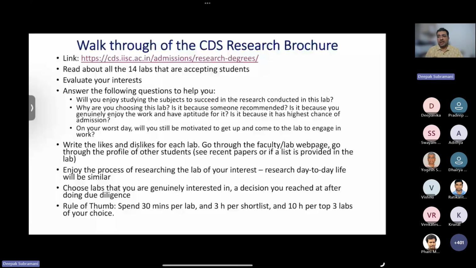So please do that, and ultimately choose labs that you are genuinely interested in. All labs are top class. It's not like one is better than the other. All labs are good. All faculty are doing cutting-edge research. Please make a decision that is your own, where you will be happy to spend the next 2.5 to 3 years of your life, and come out successful.